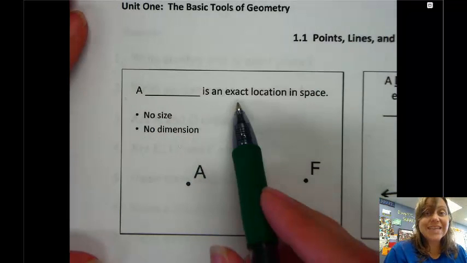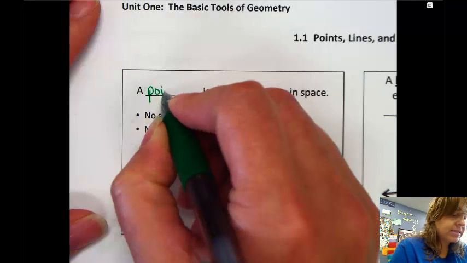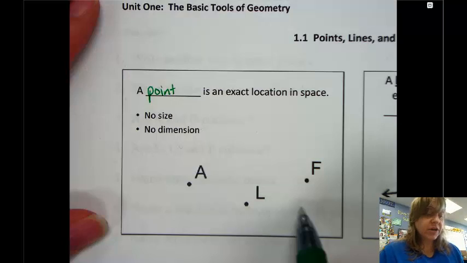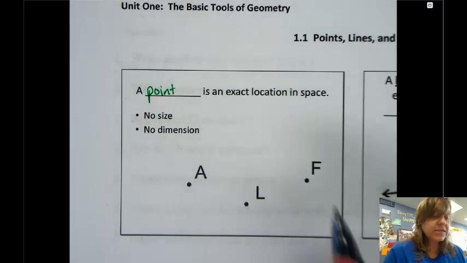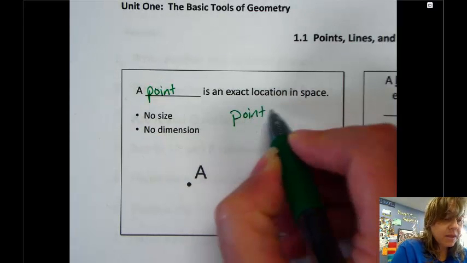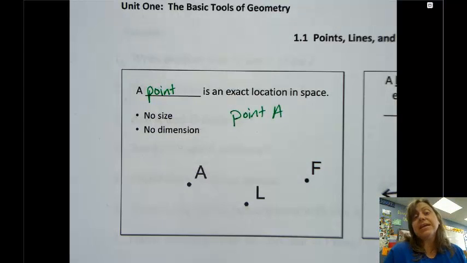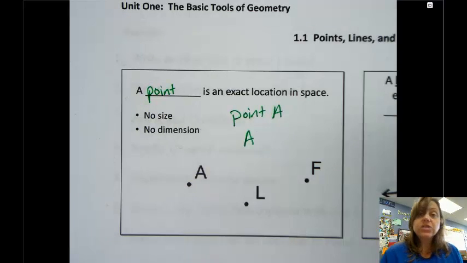what is known as an exact location in space, which is a point. Now let's take a look at the 3 points that are here. You see that they're all labeled with a letter, and that's the way we write a point. So these 3 points we could either write, for example, point A, or if you want to be lazy, and truthfully this is usually what happens, we could just simply write the capital letter A. So it just takes simply one letter to name a point.